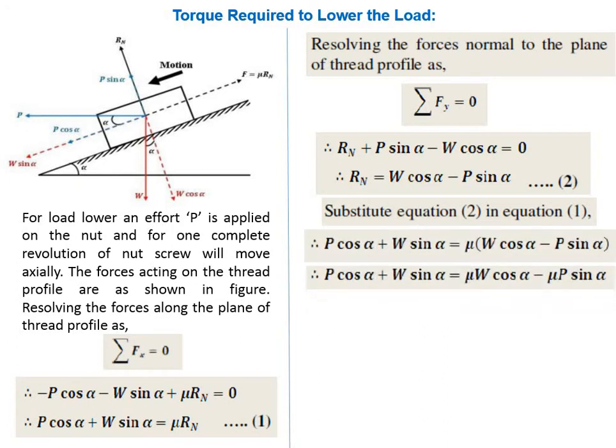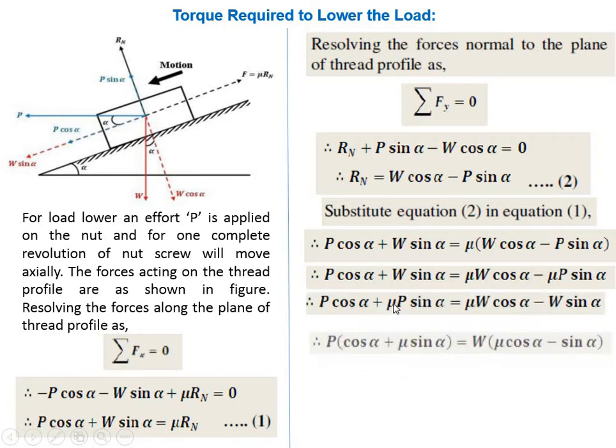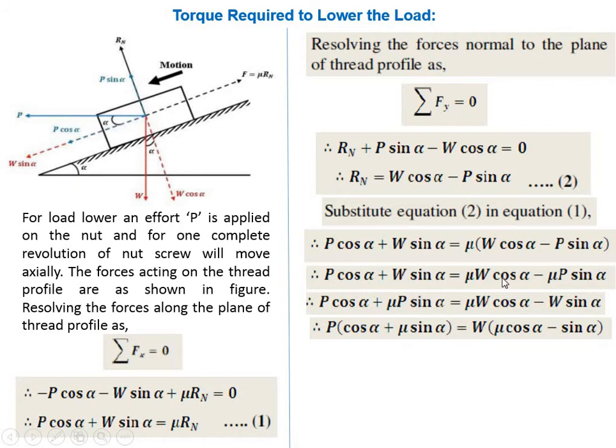Now substitute equation 2 in equation 1, we just put that Rn value in equation number 1. What we will get: P cos alpha plus W sin alpha is equal to mu into Rn, which is W cos alpha minus P sin alpha. By rearranging the terms, multiplying mu in the bracket, mu W cos alpha minus mu P sin alpha. We take the P terms to the left side and the W terms to the right side. So P cos alpha plus mu P sin alpha is equal to mu W cos alpha minus W sin alpha. Taking P as common, P into cos alpha plus mu sin alpha, and taking W as common, W into mu cos alpha minus sin alpha.